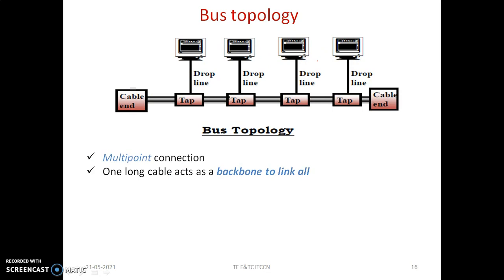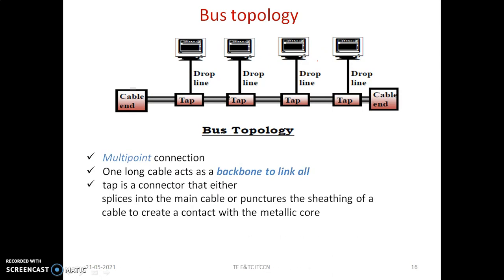So it's a multi-point connection. One long cable acts as a backbone to link all the devices, all the nodes. What is a tap? A tap is a connector that either splices into the main cable or punctures the sheathing of a cable to create contact with the metallic core. So in order to make the connection, there is a step procedure. It splices into the main cable to remove its insulation and make the actual connection to the copper cable, creating contact with the metallic core. That is how the connections are made.